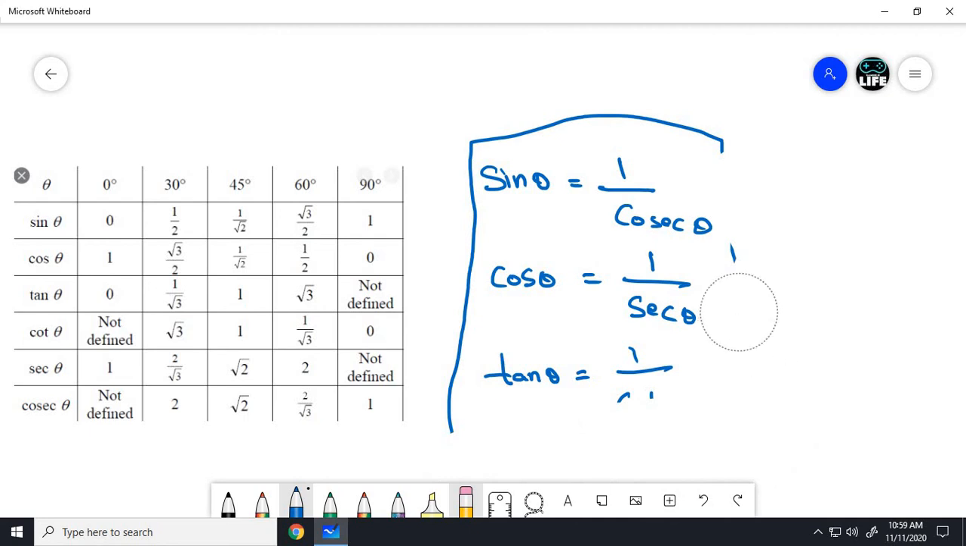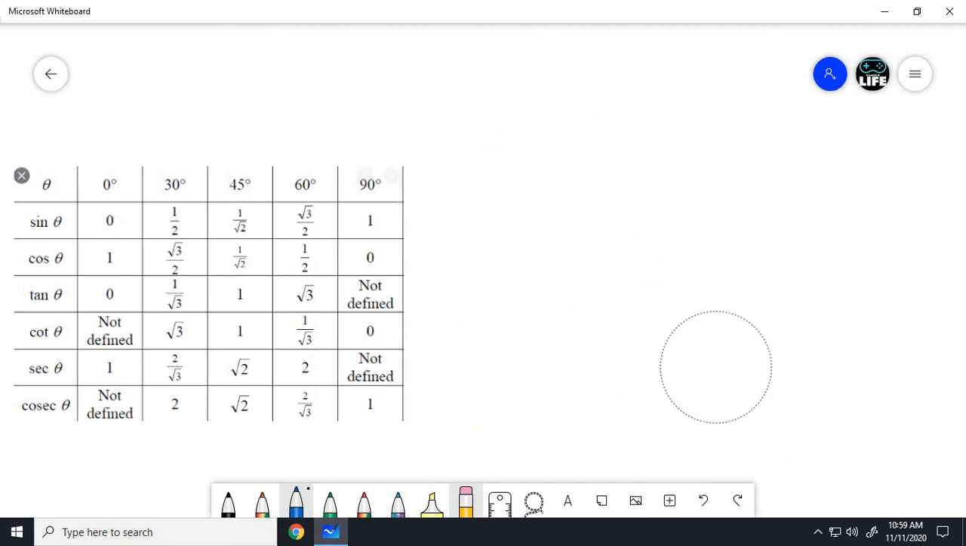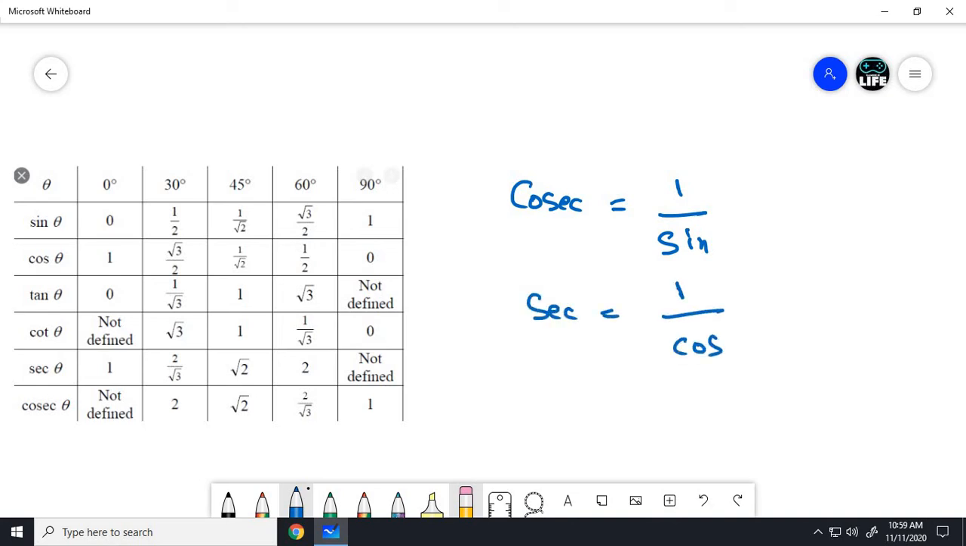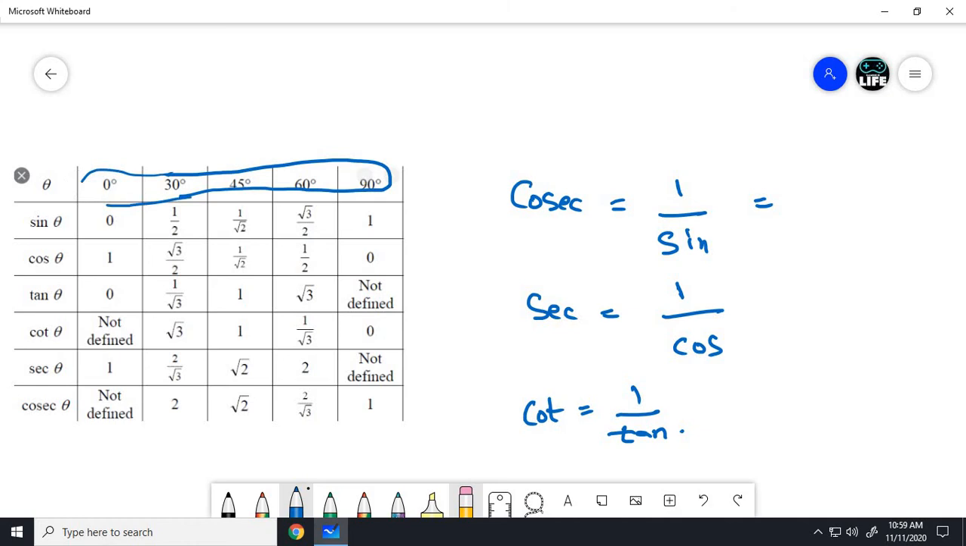In another way we can write it as cosecant equals 1 by sin. We can write like this. And secant equals 1 by cos and cot equals 1 by tan. We can write like this. So to find the value of cosecant, let us take any of the values from these, or even 0, including 0. Any value you can take.